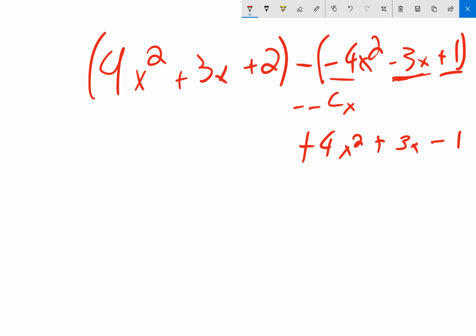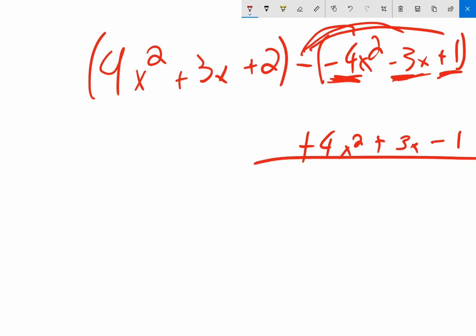So what I tend to do is just distribute the negative. And that's pretty much what I just did. A negative 1 times a negative 4 makes that a positive 4. A negative times a negative 3 makes it a positive 3. And a negative times a positive 1 makes a negative 1. So I now think of this as just an adding problem, where I'm just going to take the like terms and combine them again. But I do like to rewrite these terms so I don't get too confused.